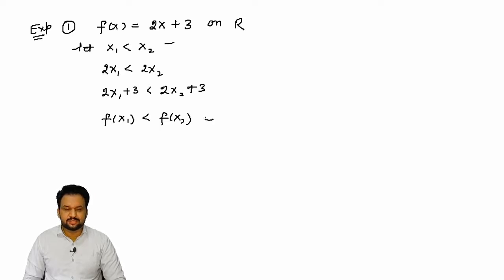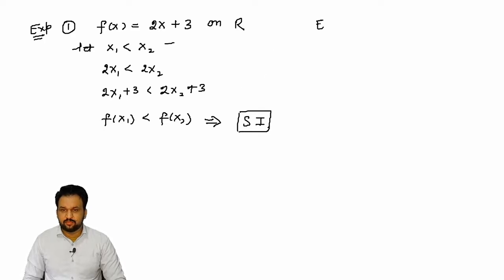It means you can say that it is a strictly increasing function. At a small point it is giving a small value, and at a larger point it is giving a larger value. So you can say that this function is strictly increasing. No problem at all. Okay, see another example, my dear friends.